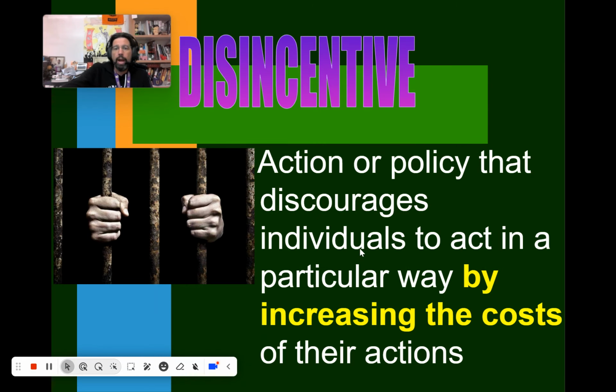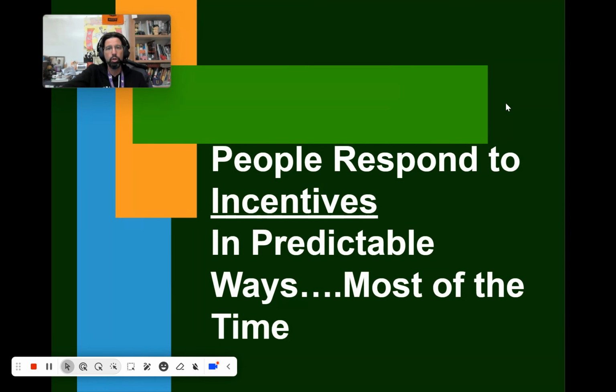Okay. You also have the reverse of that, which is a disincentive. A disincentive is an action or policy that discourages individuals to act in a particular way by increasing the costs of their actions. Once you start learning about incentives and disincentives, you start understanding why people make the choices they make, and you can start motivating people to act in a particular way in terms of their overall choice.